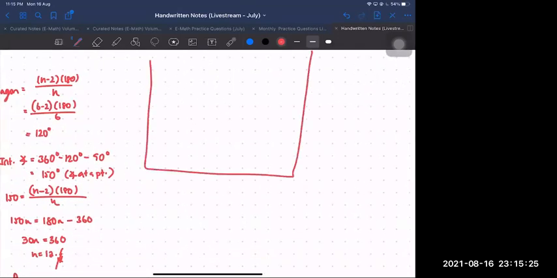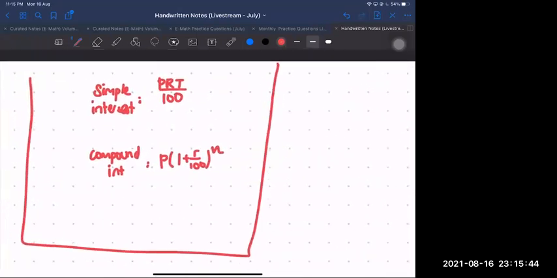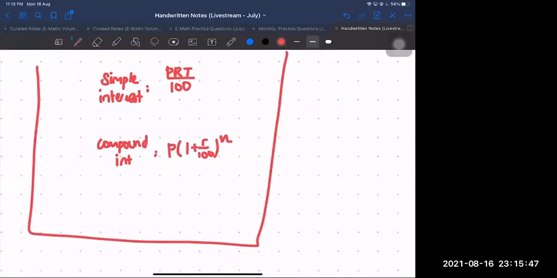Now, for simple interest, the formula is PRT over 100. Okay, compound interest is P(1 + R/100)^n. So there is a difference between these formulas. Remember that for simple interest, you're calculating the interest. Sorry, I spelled interest wrongly. For compound interest, you're looking for the total. This is the main difference between these two.